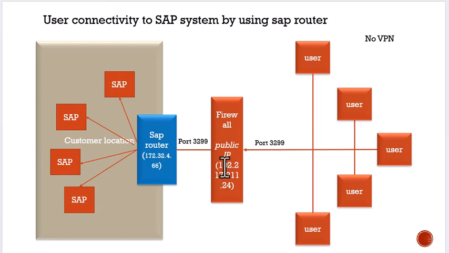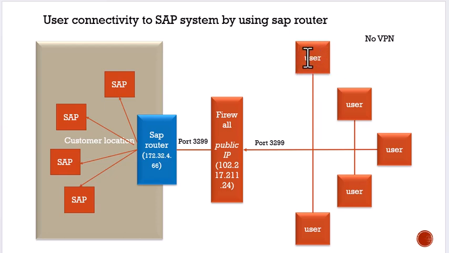So whenever you are trying to connect from outside, you will be routed to your SAP router. And always remember, whenever you want to connect to your SAP systems through the router, you have to use a port called 3299, and you have to open this port in your firewall. Otherwise, you will face connectivity issues. Now on the right-hand side, if you see it, no VPN. So the user will not have any VPN connection.